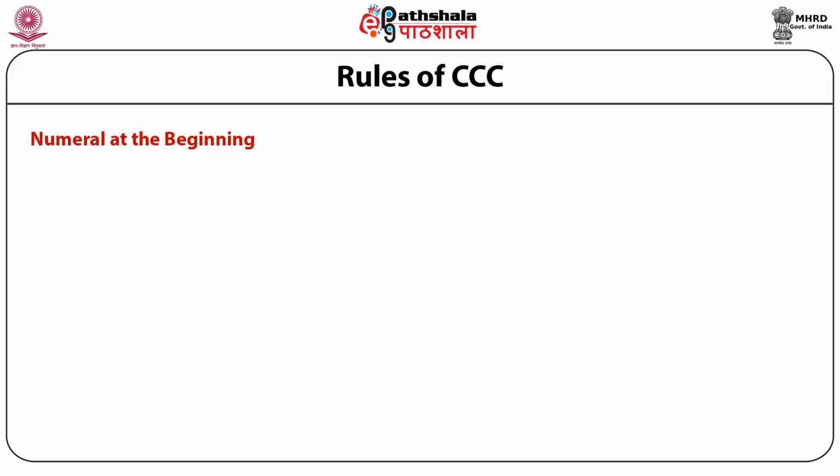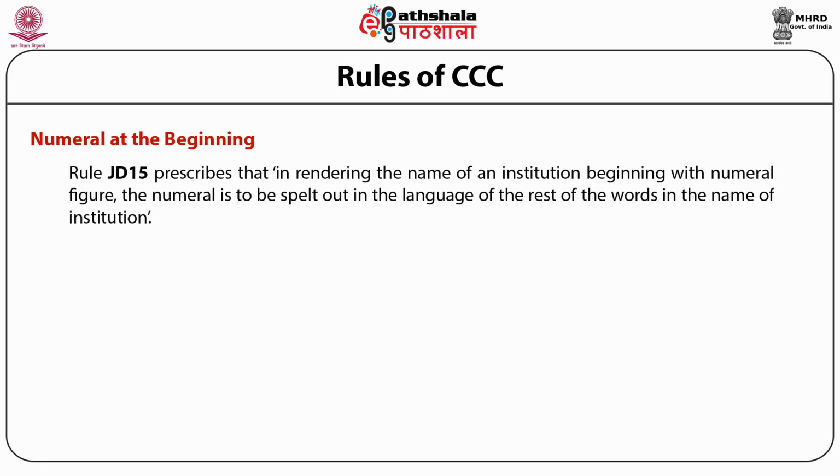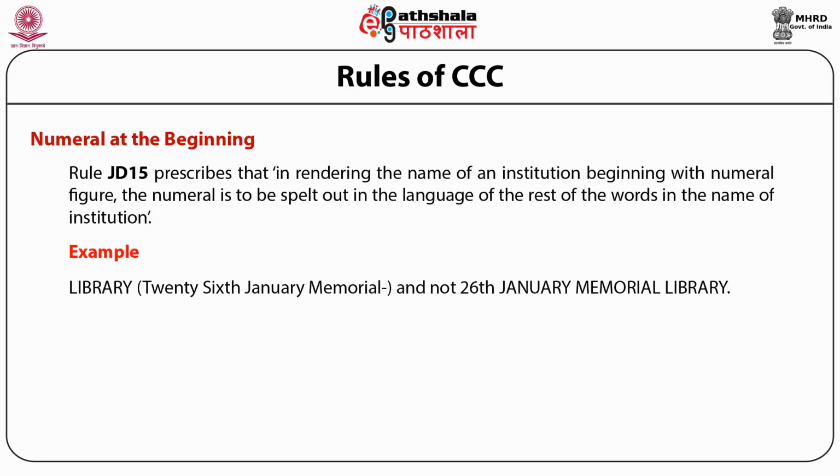Numeral at the beginning. CCC rule number JD15 prescribes that in rendering the name of an institution beginning with a numeral figure, the numeral is to be spelled out in the language of the rest of the words in the name of institution. Example, 26 January Memorial Library will be rendered as Library (26th January Memorial) and not as 26th in figure January Memorial Library.